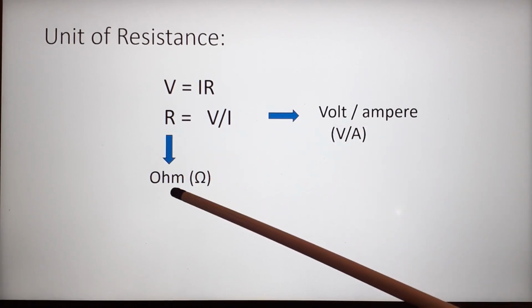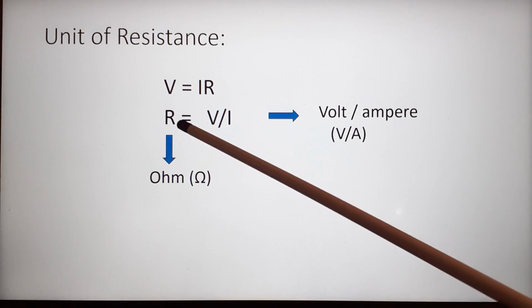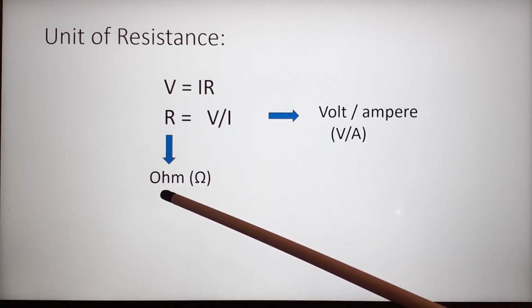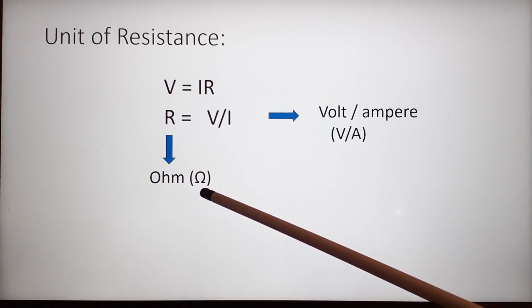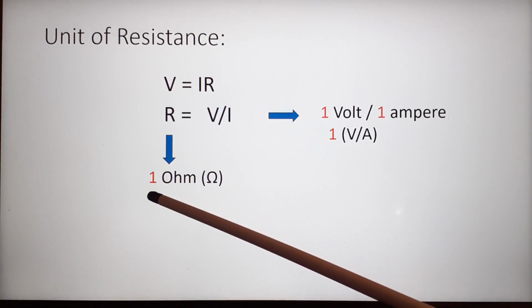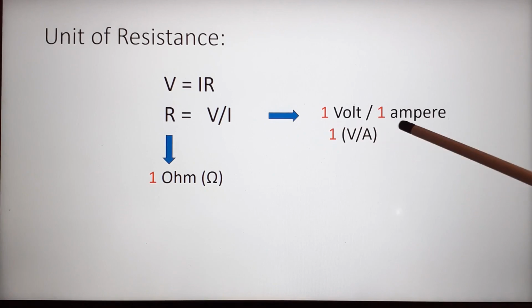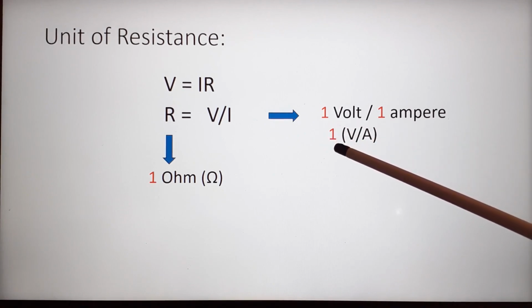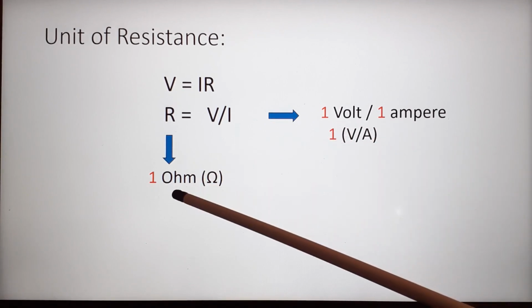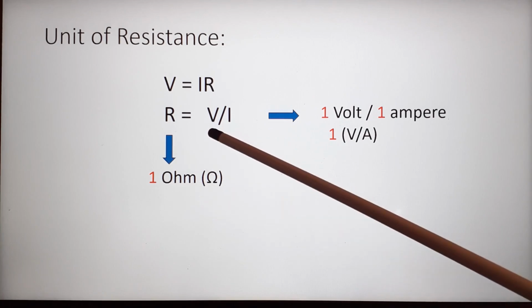But Georg Simon Ohm did a lot of inventions in this area. So, in honor of that scientist, resistance is given the unit ohm. And ohm is denoted by this symbol named omega. Looking at this, it is very clear 1 ohm is equal to 1 volt upon 1 ampere, or 1 volt per ampere. Now, I want to define 1 ohm. So, looking at this, we can define.